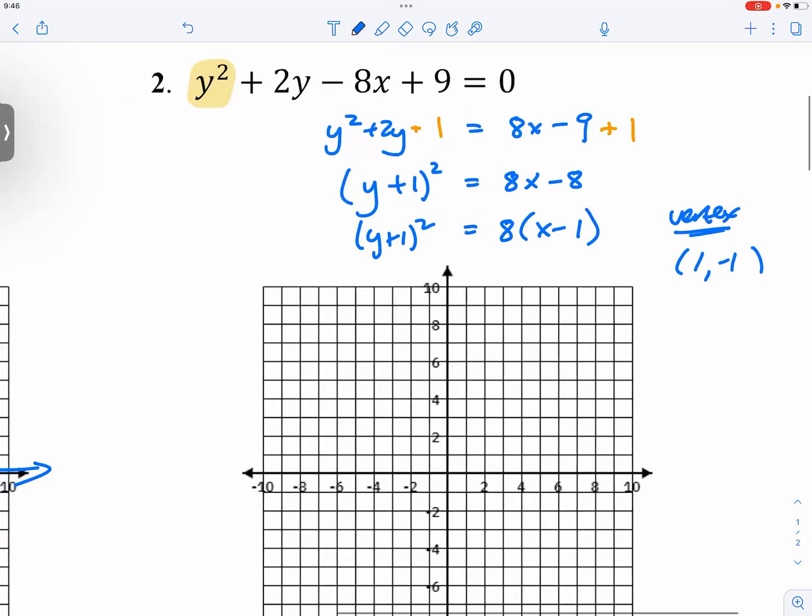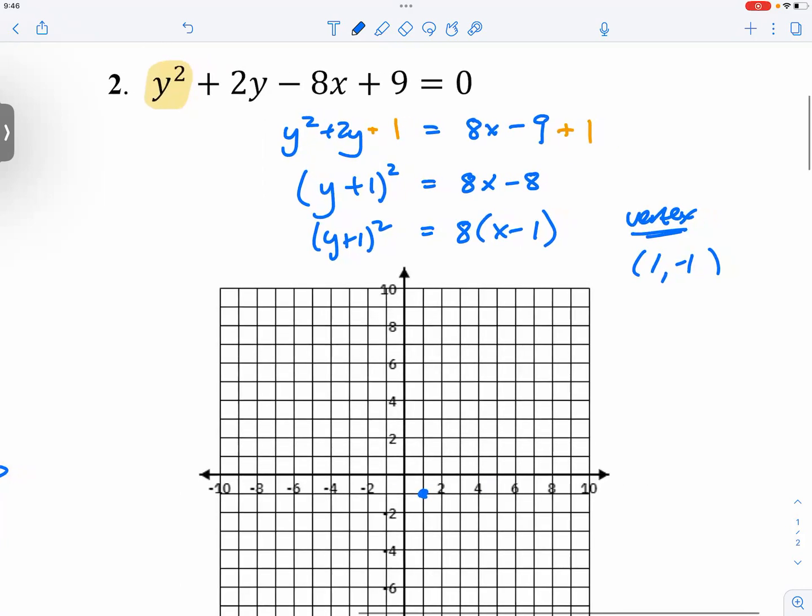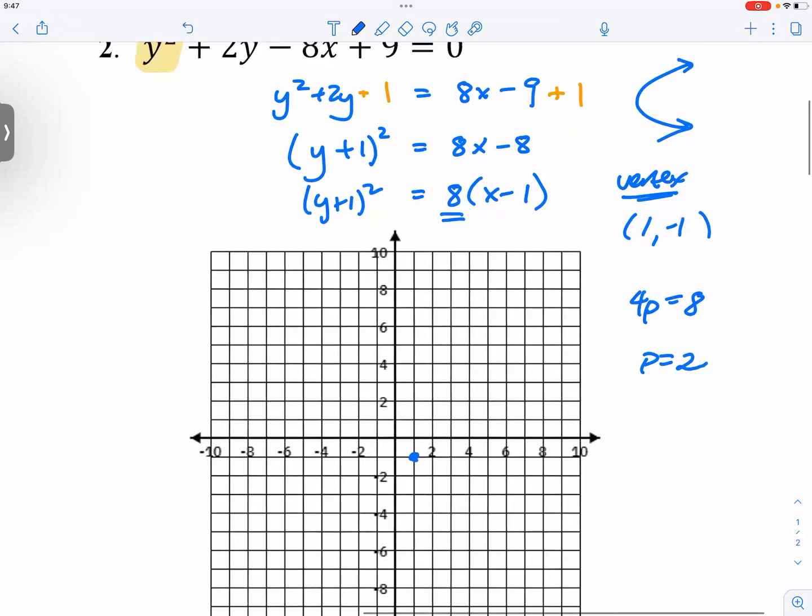So it's right here. And you know that it's a horizontal parabola. And since the p is positive, then you know it's going to open to the right. And since you know 4p is equal to 8, that means you know p is equal to 2. So now you've got everything ready to go. That's your directrix. And then you have your focus, which is 2 units away from the vertex.